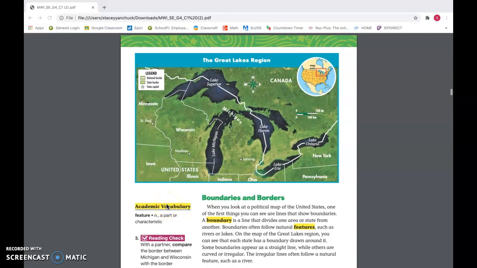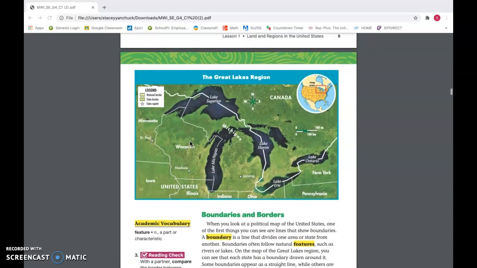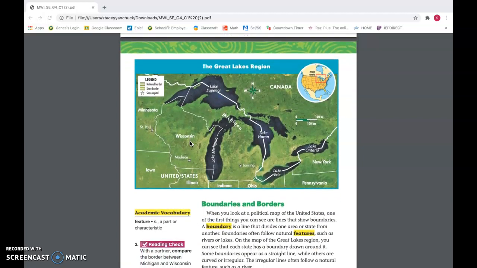All right, gang, here's the last section of Chapter 1, Lesson 1. We are actually on page 10. This is a great picture of the Great Lakes region, which is up in the area. If you see this little picture up here, this is what the whole entire picture looks like, which is a map of the United States. And then they see that red box around there.